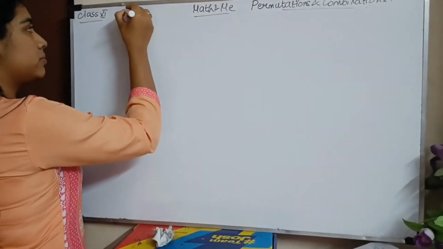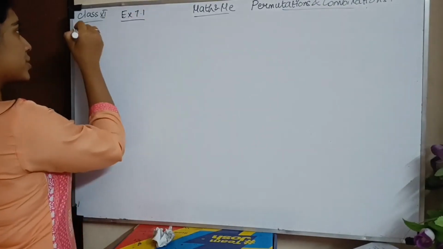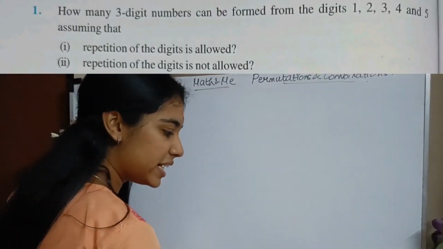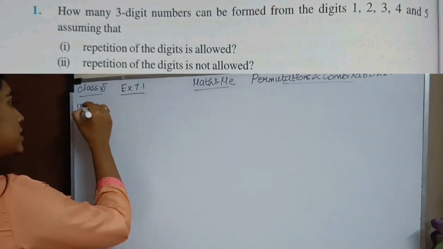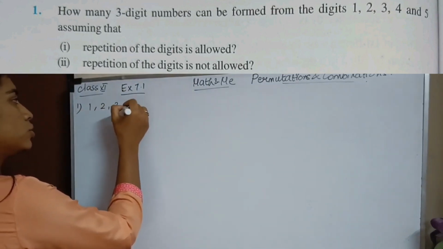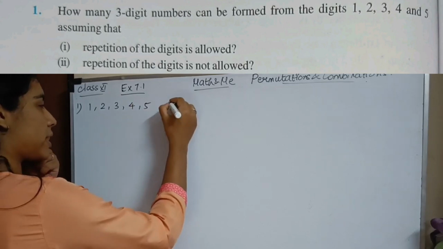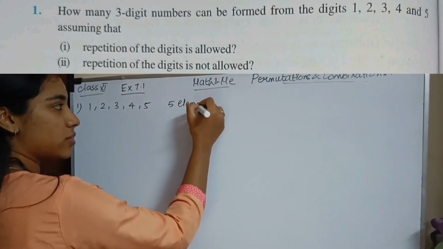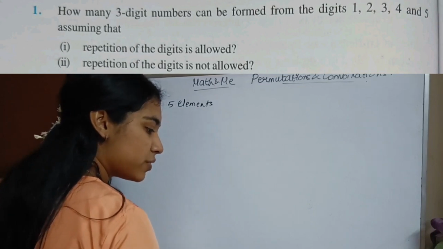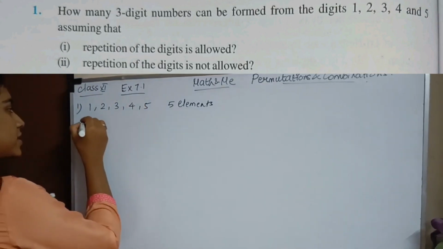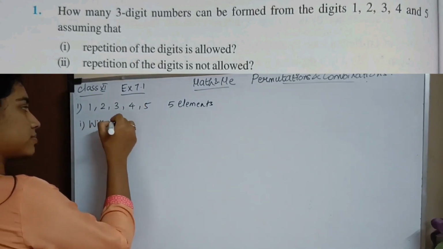Exercise 7.1. First question. How many 3-digit numbers can be formed from the digits 1, 2, 3, 4 and 5? So I have 1, 2, 3, 4 and 5. So I have 5 elements in total. Assuming that the repetition of digits is allowed. Okay. So first one with repetition.